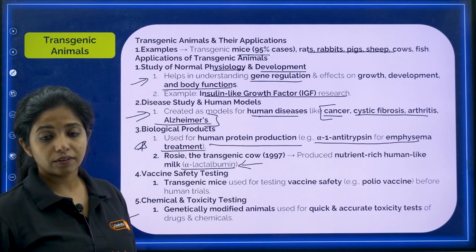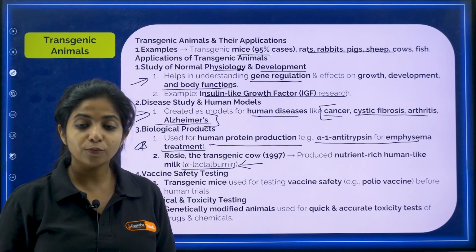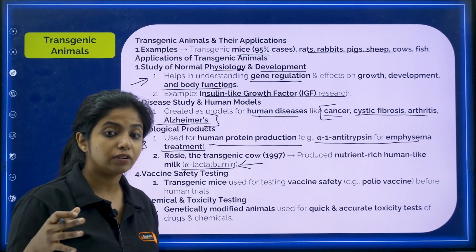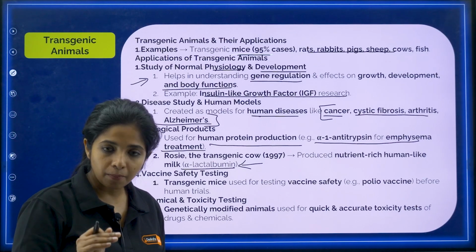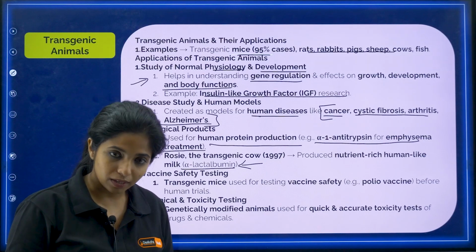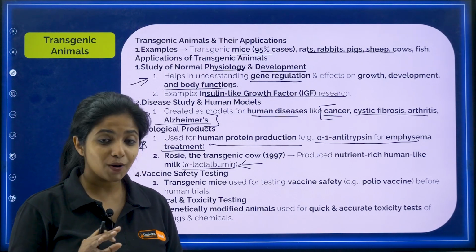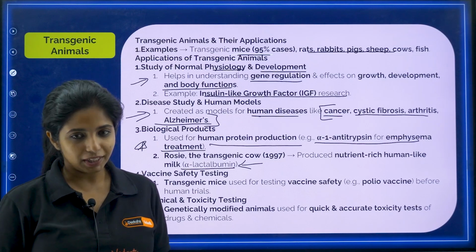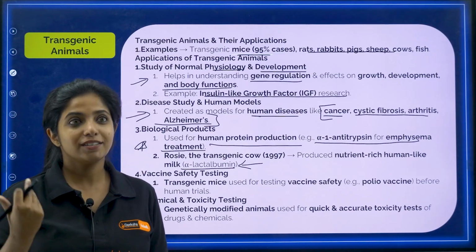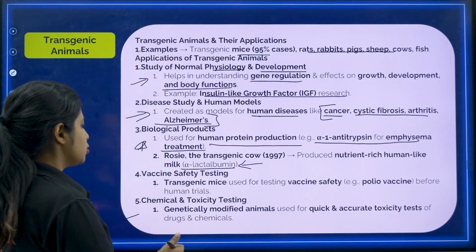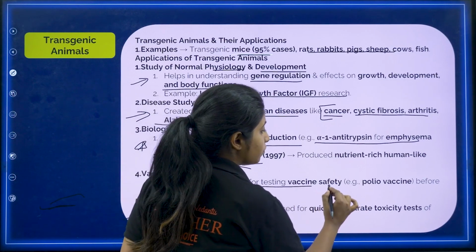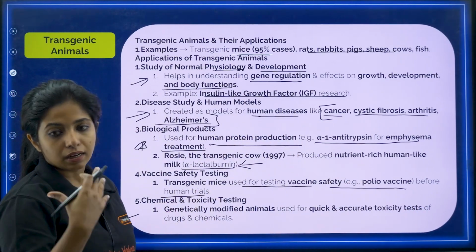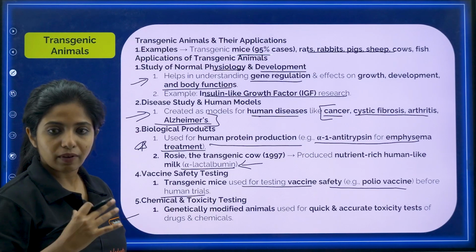Now for vaccine safety testing, obviously people would not do the safety testing on humans. On animals which have more genetic resemblance to humans, the vaccine safety testing was done. Even though it's a really bad thing, I do not follow this, but how do we find the cure? That is the question. No one has a solution for that. So transgenic mice are used for testing vaccine safety, for example the polio vaccine, before the human trials. Before putting it on humans, it was put on mice to see the vaccine safety.